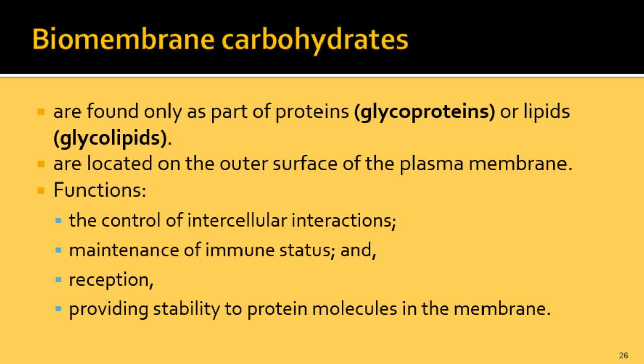Carbohydrates in membranes are not separate substances, but are found only as part of proteins, glycoproteins, or lipids, glycolipids. The length of carbohydrate chains ranges from 2 to 18 monosaccharide residues. Most of the carbohydrates are located on the outer surface of the plasma membrane. The functions of carbohydrates in biomembranes include the control of intercellular interactions, maintenance of immune status, reception, and providing stability to protein molecules in the membrane.